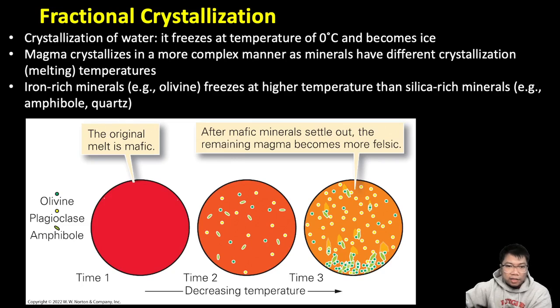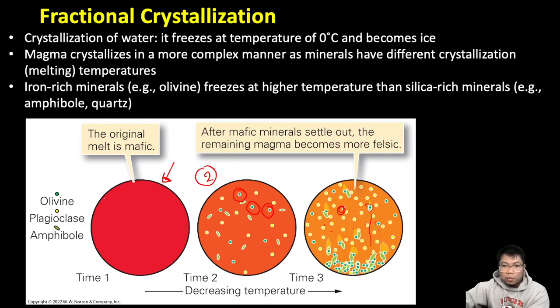So again, just to give you an example, here is the original melt with mafic composition, for example. And then if we decrease the temperature at time 2 right here, then we would start to generate some olivine or maybe some plagioclase as well. Okay, so the olivines will start to solidify and crystallize, and then after that, if we keep decreasing the temperature of the magma, then other minerals will start to form. For example, maybe amphibole will start to form.